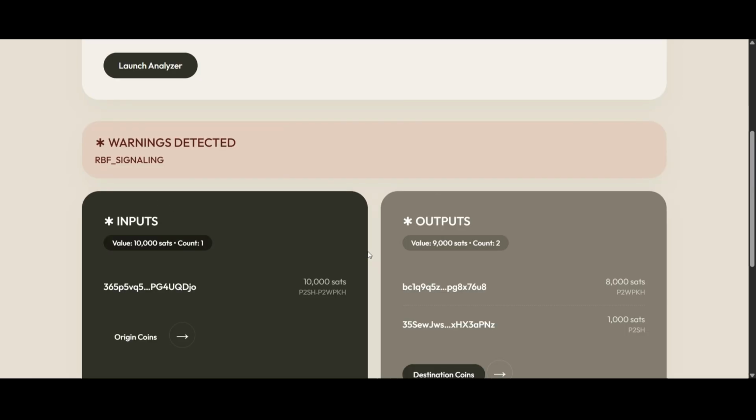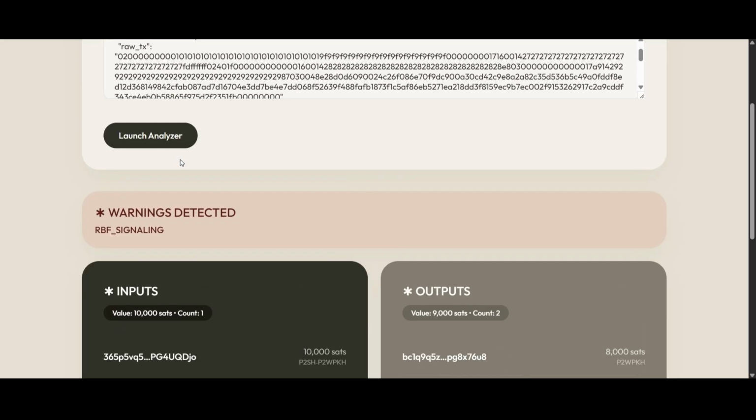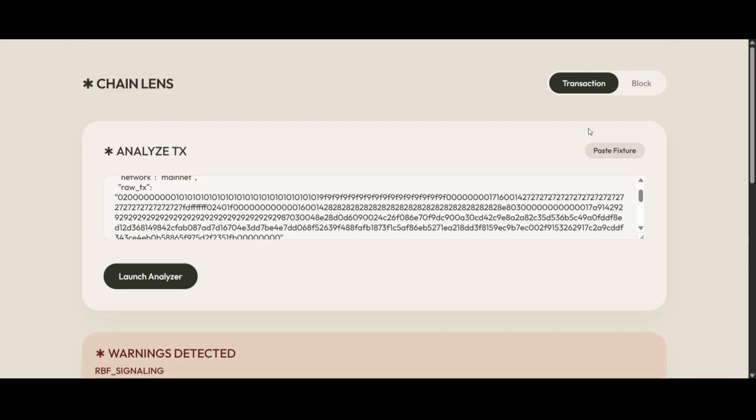Finally, if the user underpaid their fee or sent dangerously small dust, our system will trigger a warning at the bottom to give them a heads up. For now, this is the RBF signaling one, and that's the anatomy of a Bitcoin transaction, visualized cleanly without the complex code.